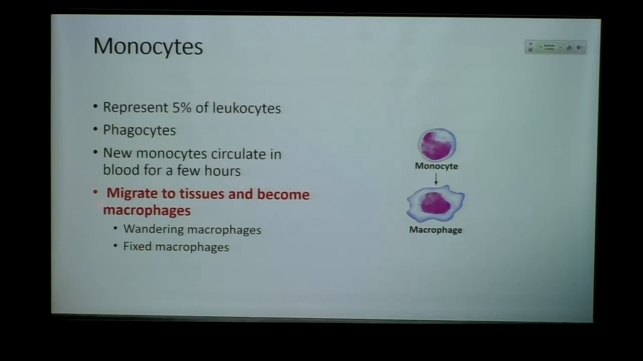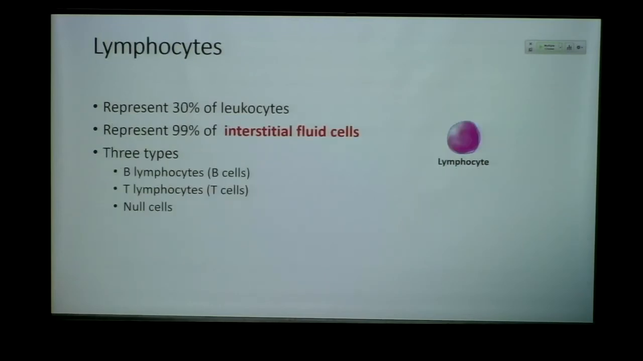Now, we have two types of macrophages. They can pretty much stay where they are at that site of injury or infection. We call those fixed macrophages. Or they can continue to circulate and scavenge the area for additional infections, and we call those wandering macrophages. All right, so those are pretty much all of our main cell types. Now we'll move on to speak about lymphocytes.